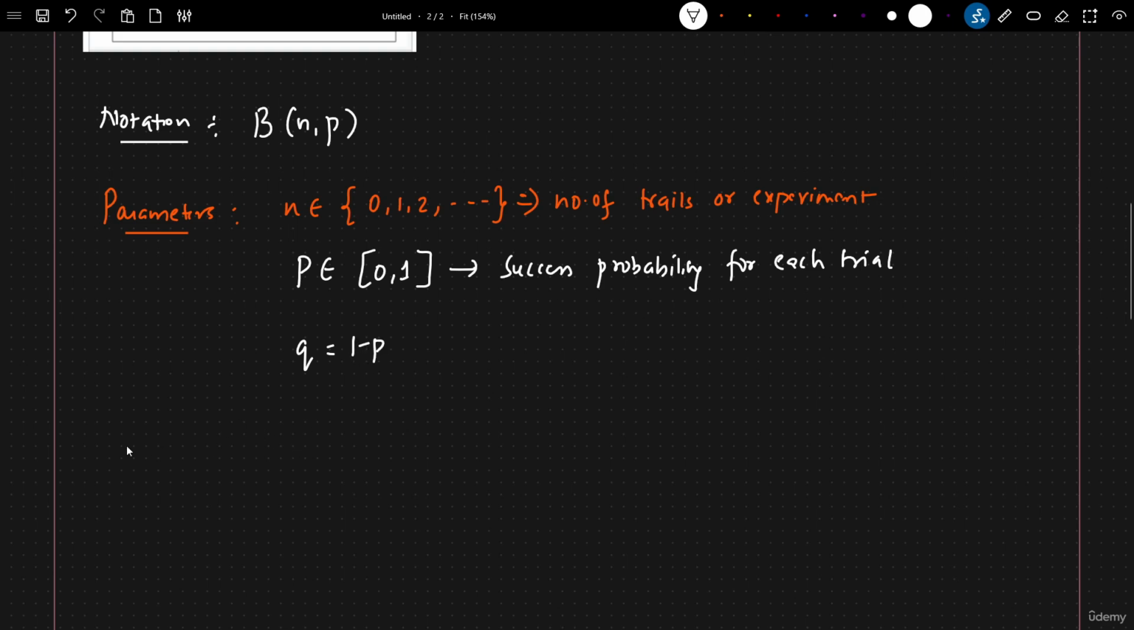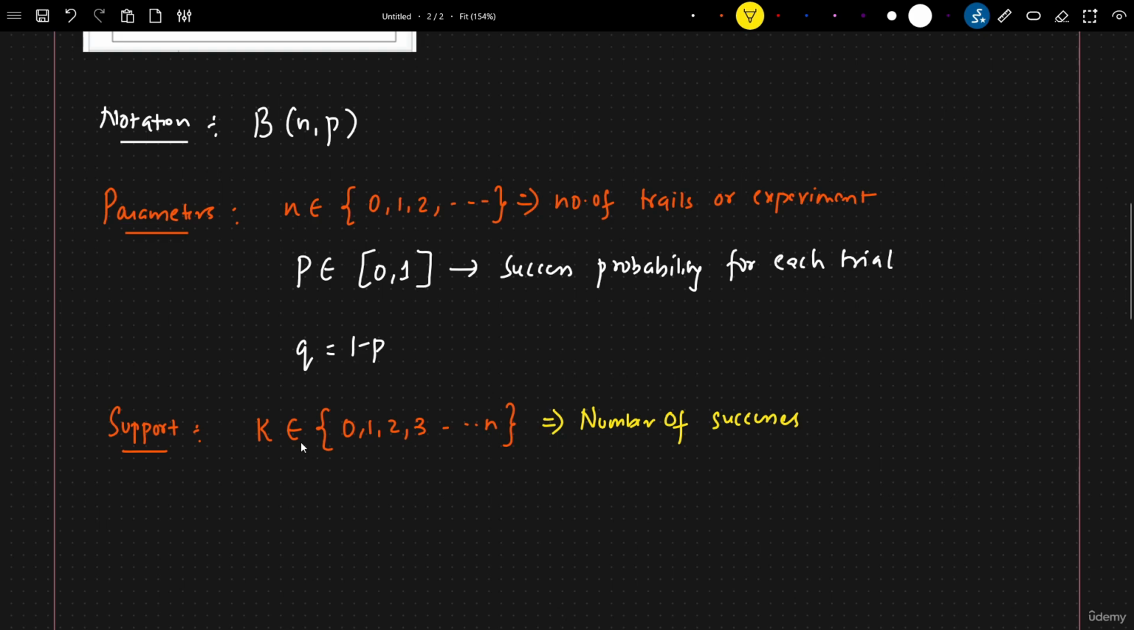1 minus p. Now, additionally, there is one more support parameter that we specifically use, and this support parameter is k. It belongs to 0, 1, 2, 3 up till n. What does this basically mean? It shows the number of successes. If I'm tossing a coin, and let's say tail is a success, how many times may I get tail? For n tosses, at most I can get n successes. So the number of successes is denoted by k.